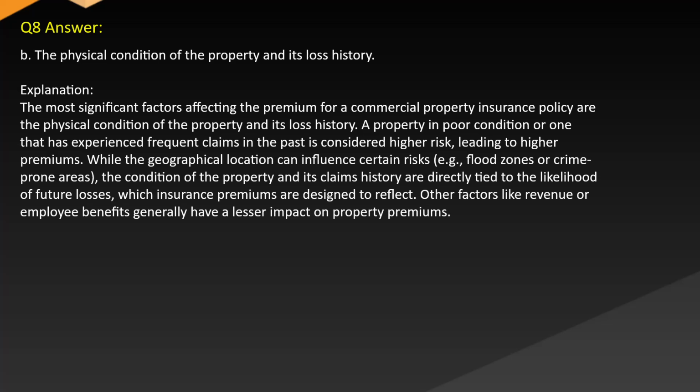Explanation: the most significant factors affecting the premium for a commercial property insurance policy are the physical condition of the property and its loss history. A property in poor condition or one that has experienced frequent claims in the past is considered higher risk, leading to higher premiums, while the geographical location can influence certain risks, e.g. flood or crime-prone areas. The condition of the property and its claims history are directly tied to the likelihood of future losses, which insurance premiums are designed to reflect. Other factors like revenue or employee benefits generally have a lesser impact on property premiums.